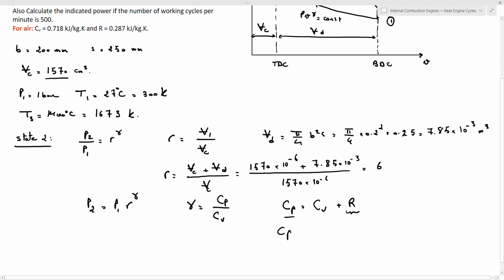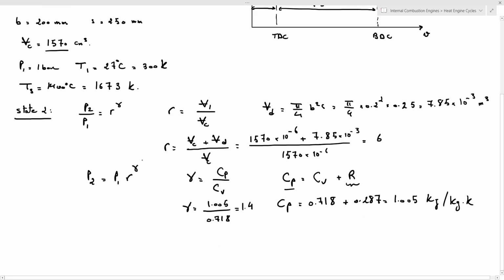Now Cp in this case will be equal to Cv 0.718 plus R 0.287. So this will be equal to 1.005 kilojoule per kilogram Kelvin. Now gamma in this case will be 1.005 divided by Cv, which is 0.718, so approximately will be equal to 1.4.